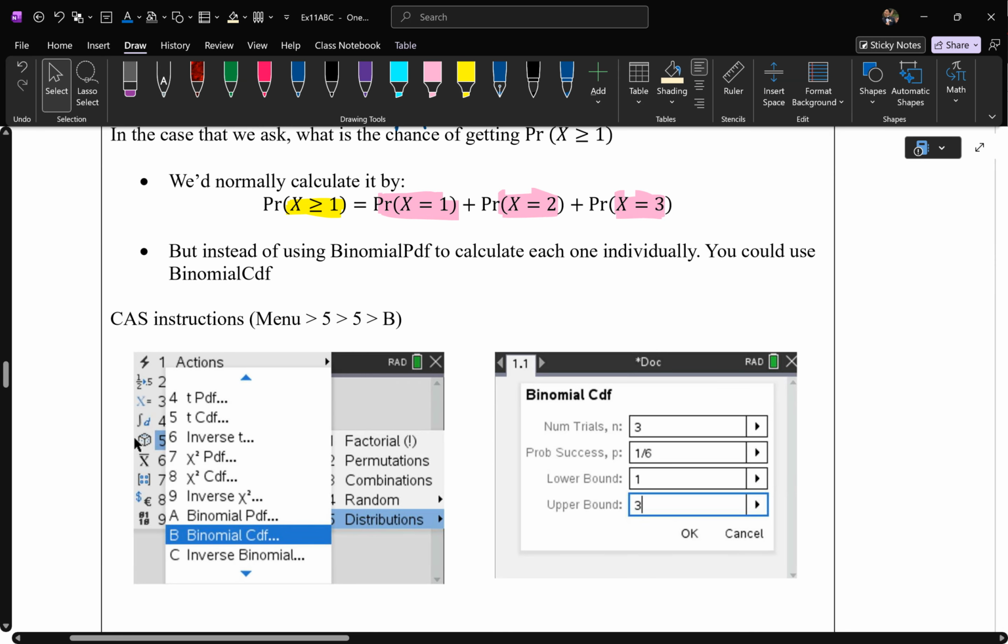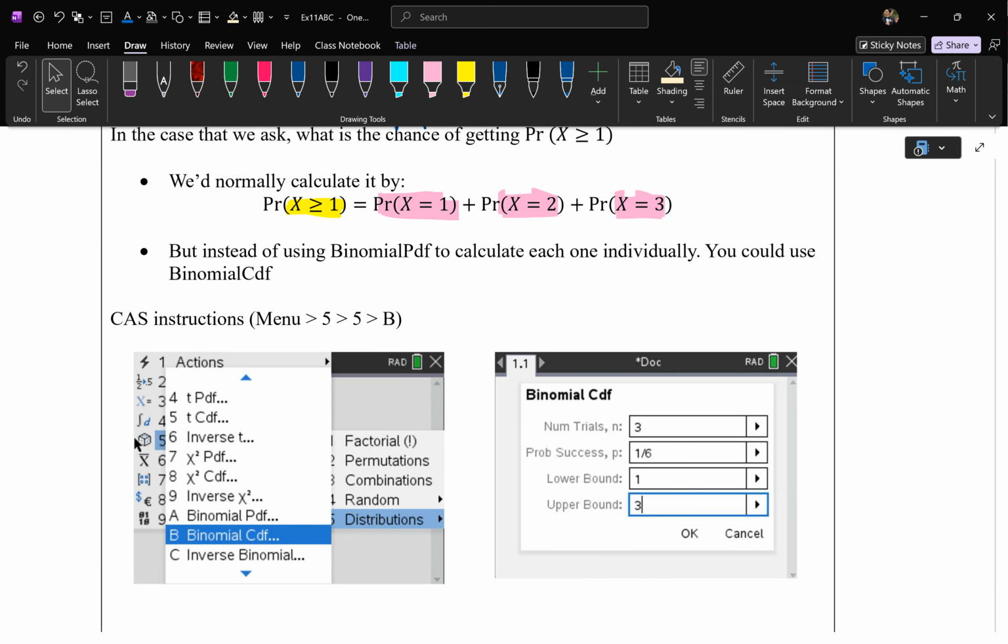So it's when you're looking for greater than or equal to 1, instead of doing PDF 1, PDF 2, PDF 3, you can do 1, 2, 3.